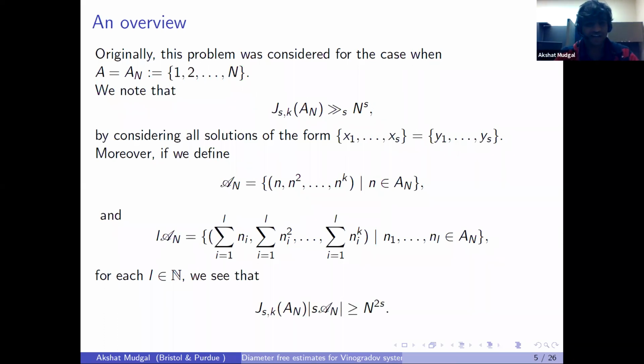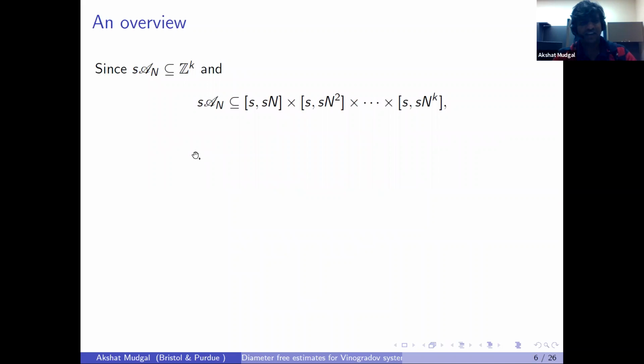In particular, a standard trick in the area, an application of the Cauchy-Schwarz inequality, shows that either the energy or the sumset must always be large. And so if you want lower bounds for the energy, it suffices to find upper bounds for this sumset, which is what we'll do in the next slide. So we'll notice that this sumset is a part of the integer lattice, but also this sumset is actually contained in a very nice box.